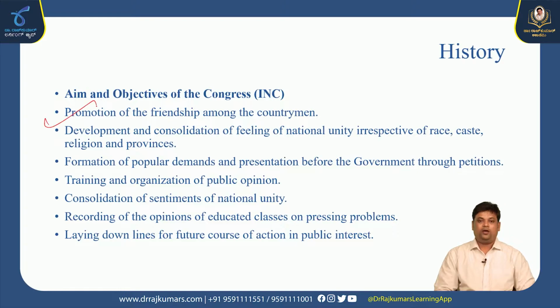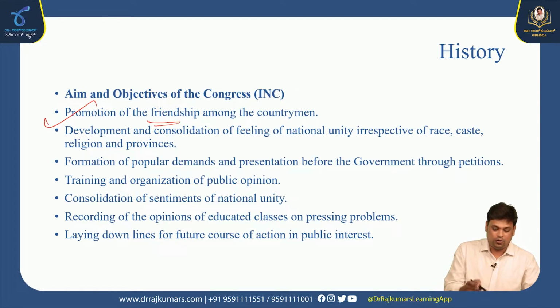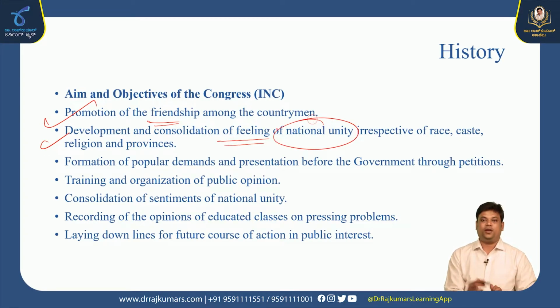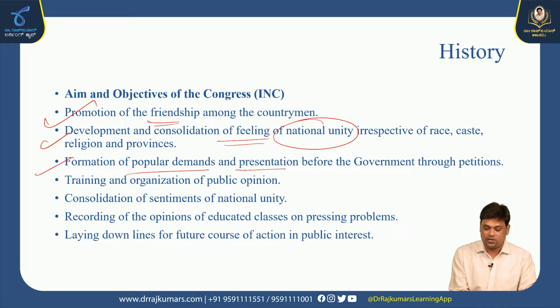Now we'll look into the aim and objectives of the Congress. Promotion of friendship among the countrymen, because everybody in India was divided. They wanted to promote countrymanship, and also the development and consolidation of the feeling of national unity. Irrespective of race, caste, religion and province, everybody in India was supposed to unite under one banner. Formation of popular demands and presentation before the government through petitions. Whatever the current issues in India, they wanted to complain to the British in the form of petitions.